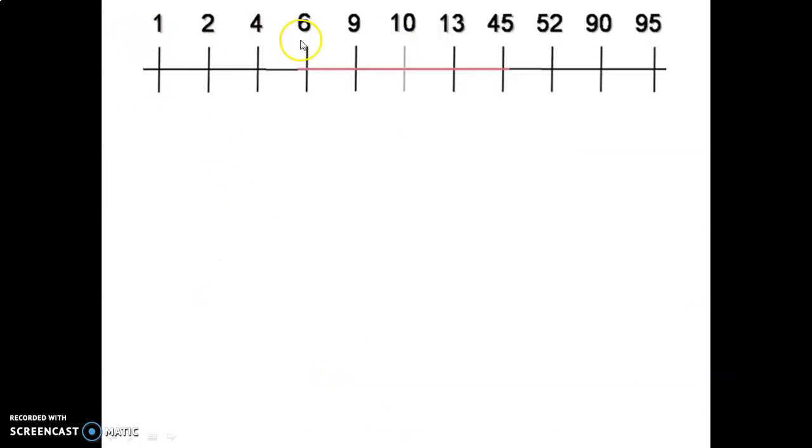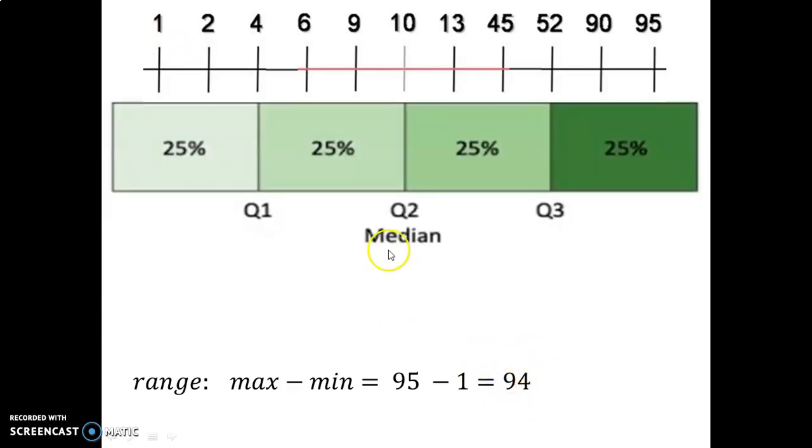Okay, let's say we have this data set here. The range, like we said, is just max minus min. In this case, max value 95 minus the minimum 1, and we say the range of this data set is 94. Okay, we can also take this data set and divide it into pieces. I've taken the data and divided it into the bottom 25%, the next 25%, the next one, and the upper 25%. So Q1, that's called quartile 1, but we'll get to that in a second.